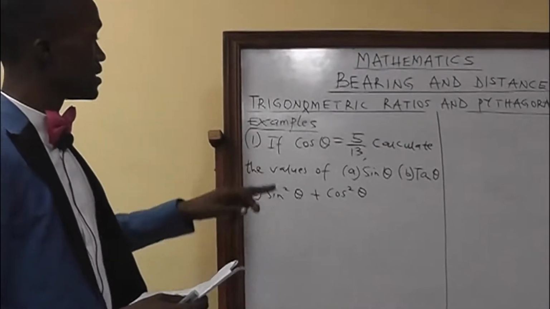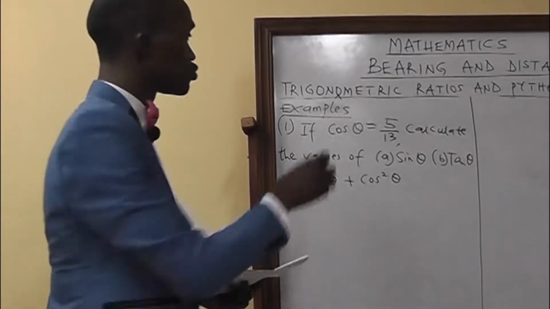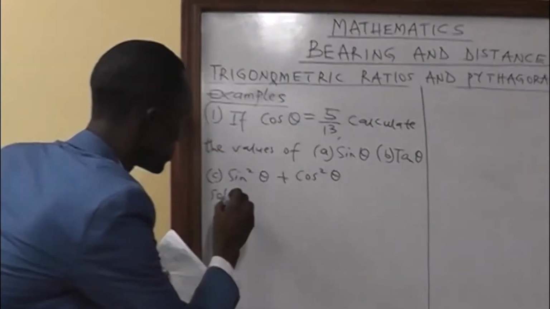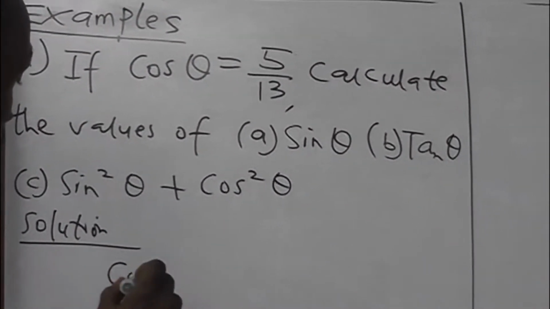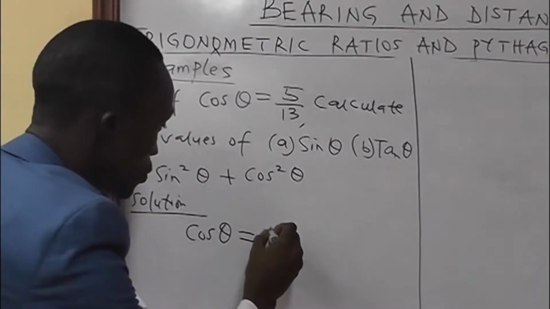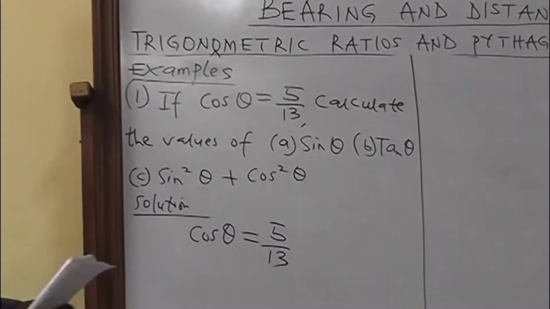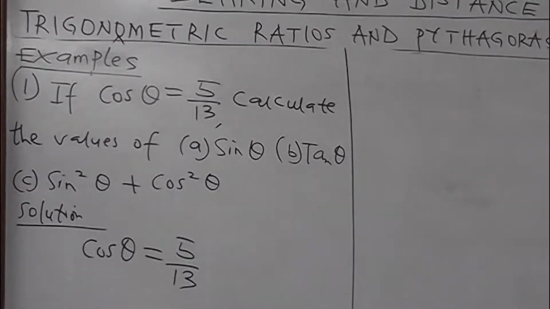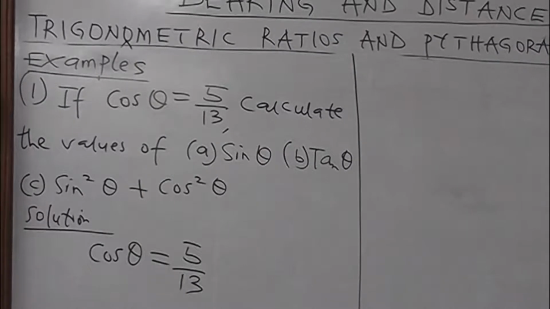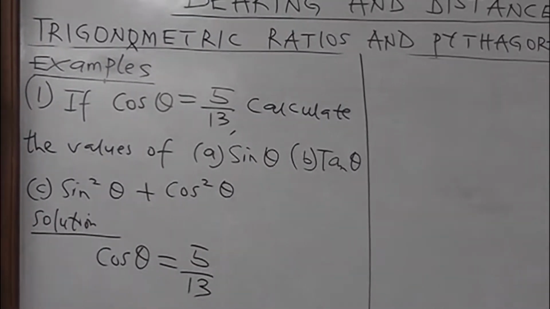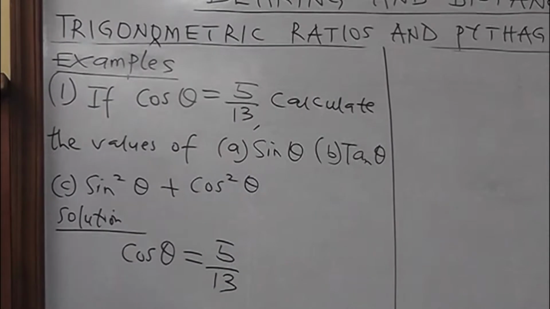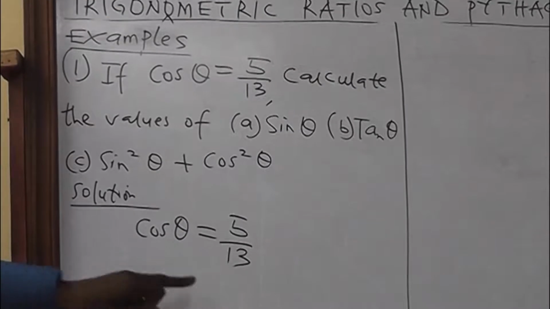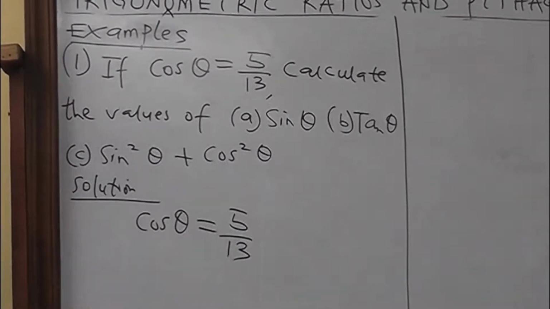Now, the first thing that is very important here is to be able to interpret what we have here. When we see cos theta, and we have cos theta to be 5/13, the first question we need to ask ourselves is this: cos theta is 5/13. What is 5 representing? What is 13 representing? Now, if cos theta should be 5/13, then we should have a corresponding value for sin theta. We should also have a corresponding value for tan theta.